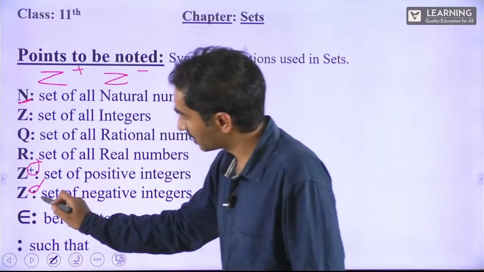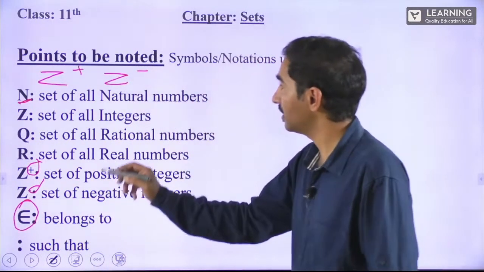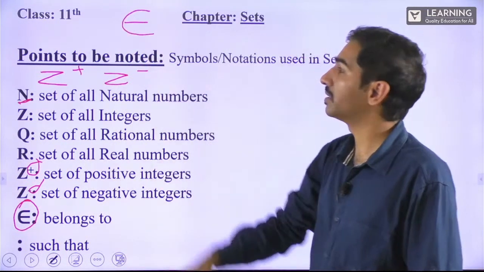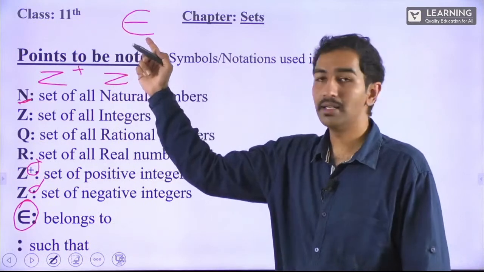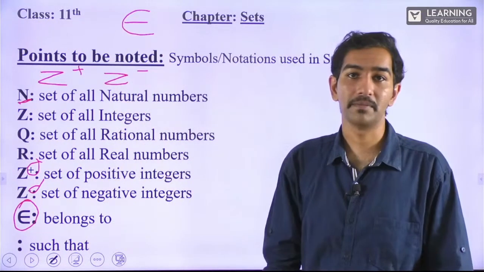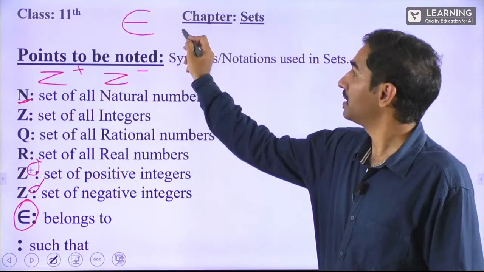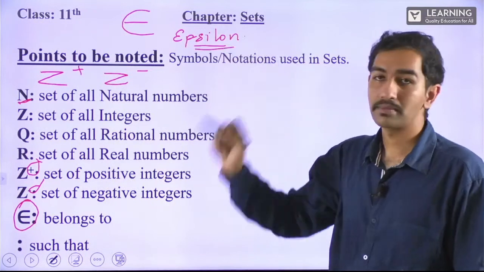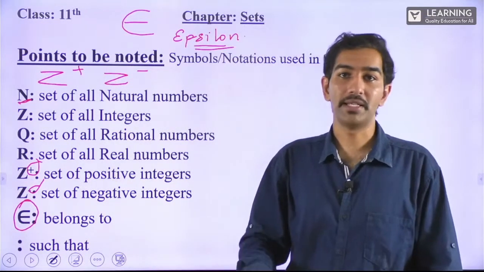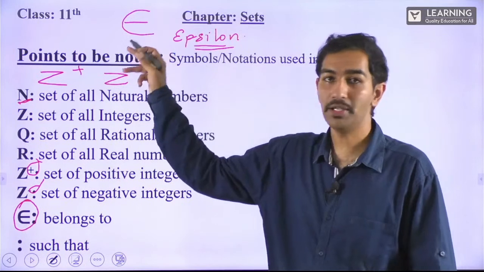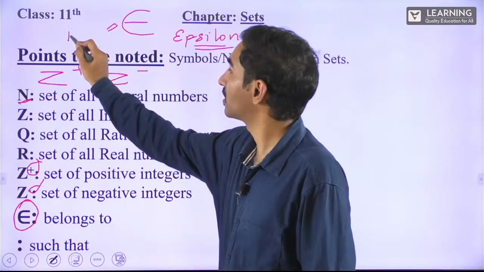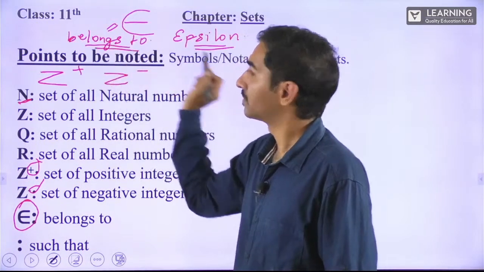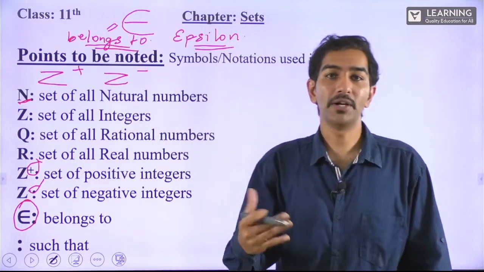See this symbol, students. I'll just draw that once again. The symbol is drawn like this. Put a C and put a straight line in between. This symbol is derived from Greek, and it means epsilon. In this chapter of sets, whenever you see the symbol epsilon, you have to read it as belongs to. What does epsilon mean? Epsilon means it belongs to.